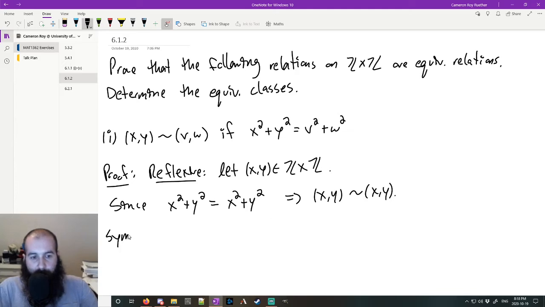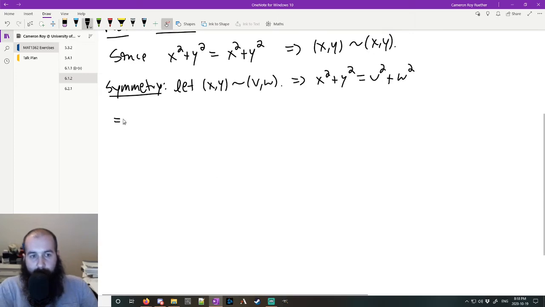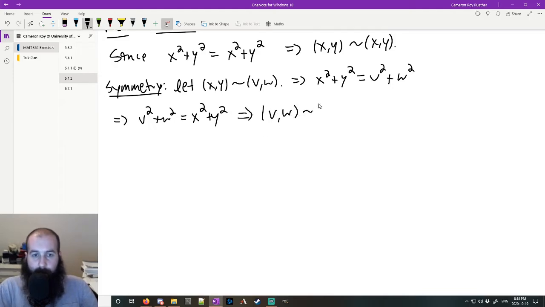To check symmetry, we have to let the pair xy be related to a pair vw, and we would like to show that vw is related to xy. By definition, this means that x squared plus y squared is v squared plus w squared. Since equality is symmetric, this means that v squared plus w squared is x squared plus y squared, which means by the definition of this relation that vw is related to xy, so it is symmetric.